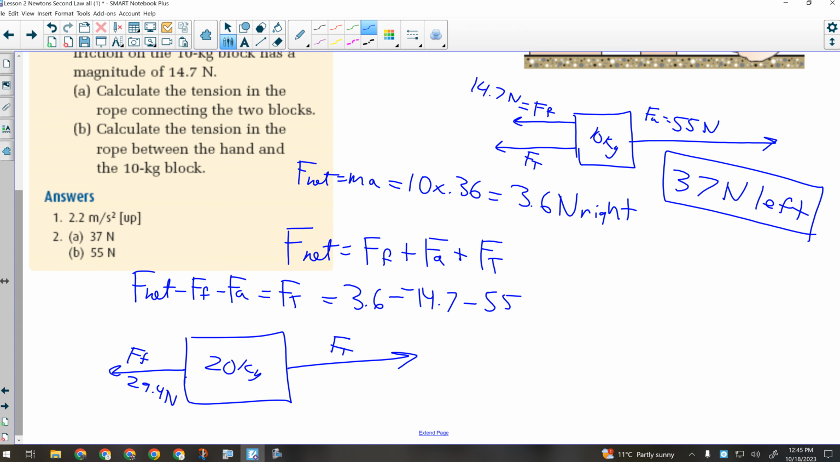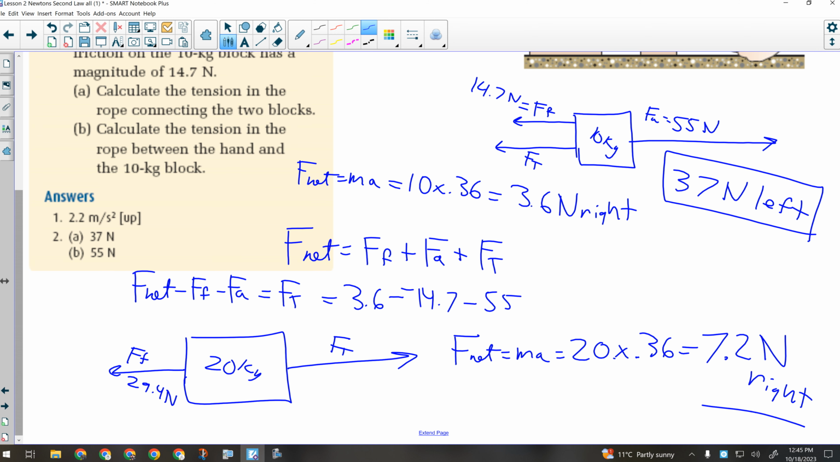Okay. I know the mass of that block. Do I know the acceleration of that block? Can I find the net force on that block? Absolutely. Okay, 20 times 0.36. Okay, so I get 7.2 newtons. And that'll be right. Okay, so 7.2 newtons to the right is the net force.